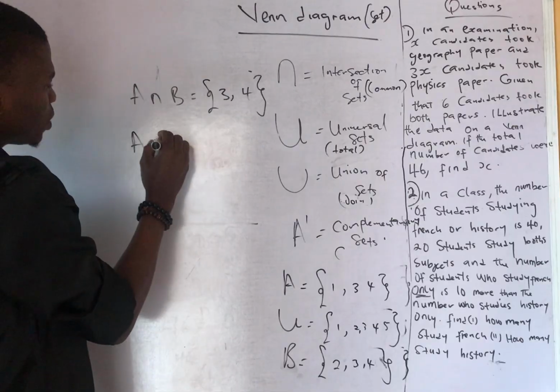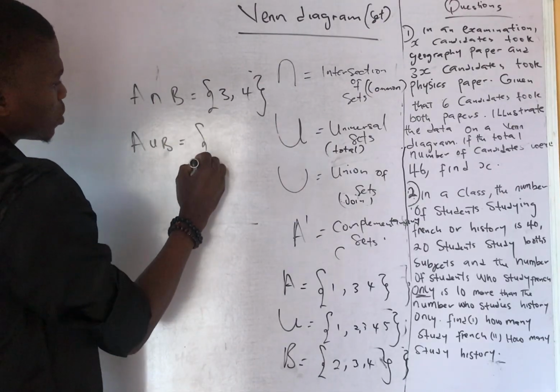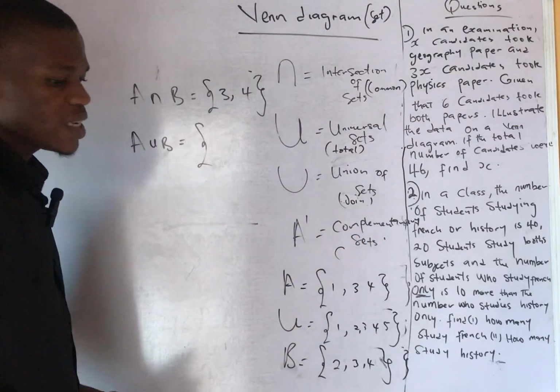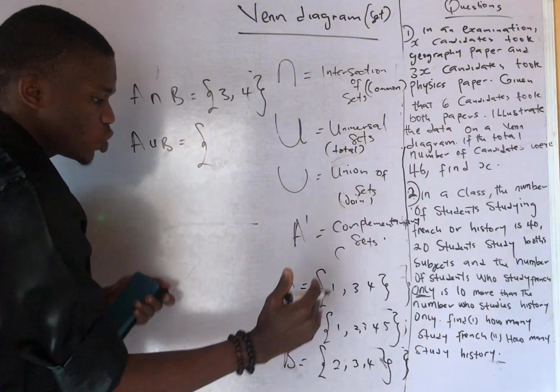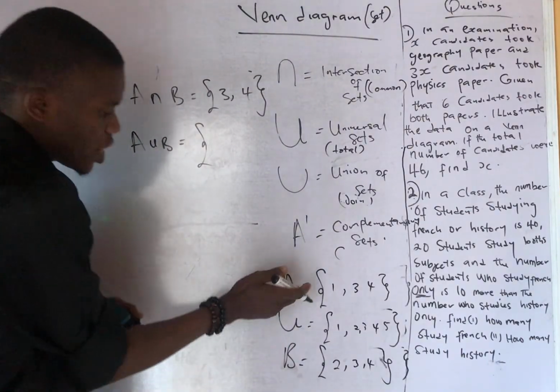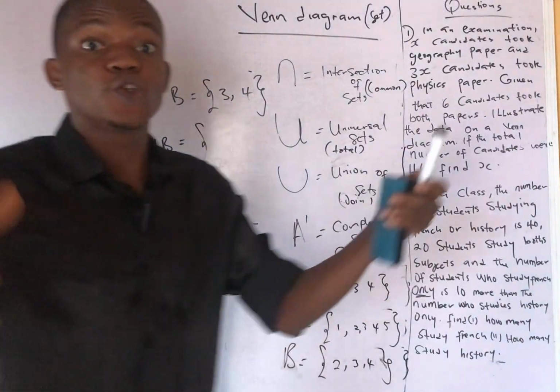Then A union B is actually arranging everything in ascending order. That means joining everything together. That means a union. You know, union in marriage also means joining together.